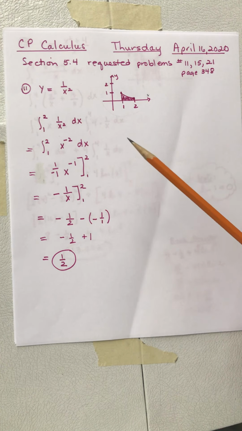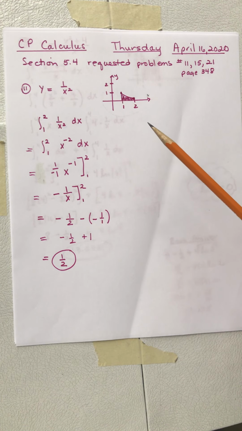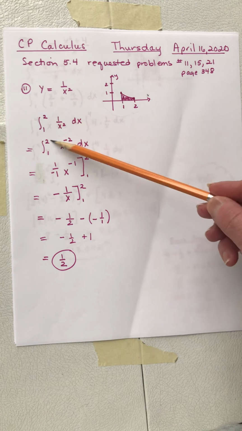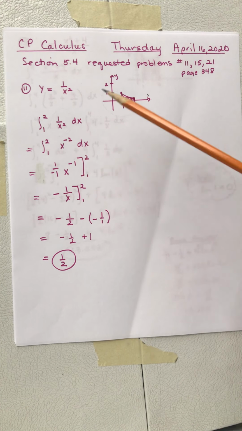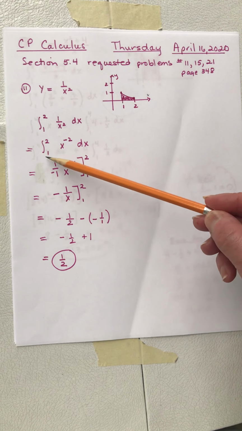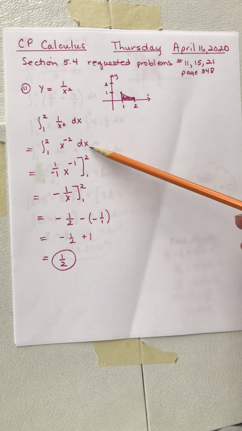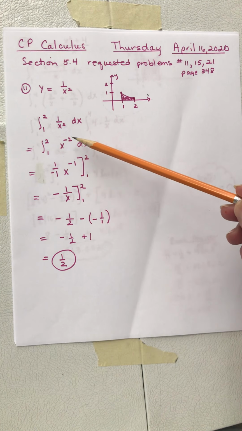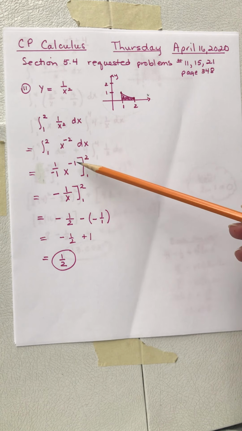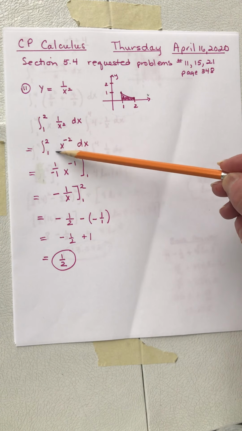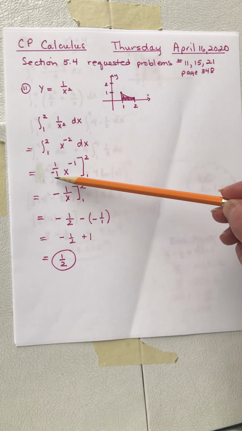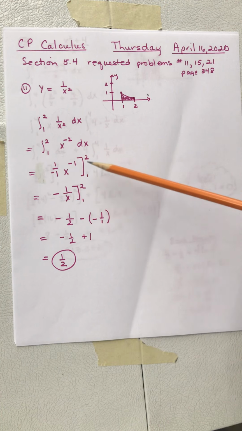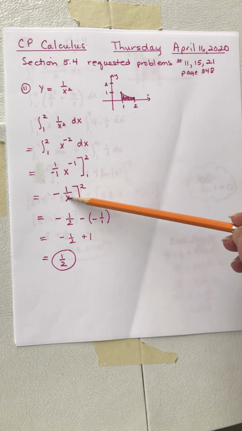Now with this problem, you have to remember how we integrated these using our power rule. So we have to rewrite 1 over x squared as x to the negative 2 power. So now we're looking at the integral from 1 to 2 of x to the negative 2 power dx. Now, we add 1 to the exponent, so negative 2 plus 1 is negative 1. We divide the current coefficient, which is 1, by the new exponent, negative 1. And that's our antiderivative, which simplifies to negative 1 over x.